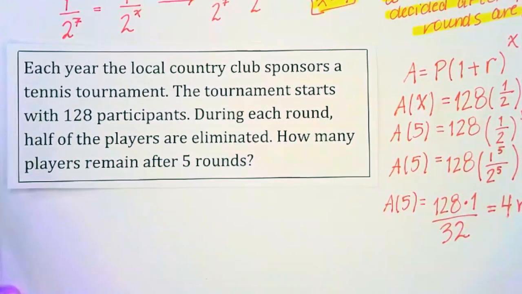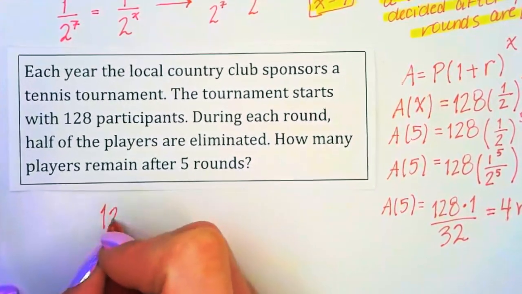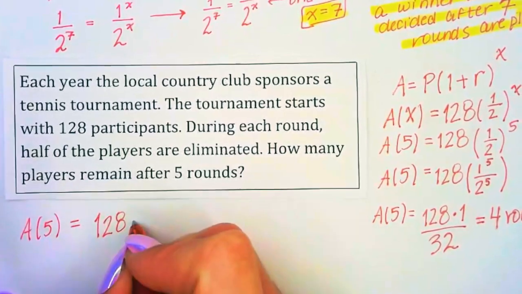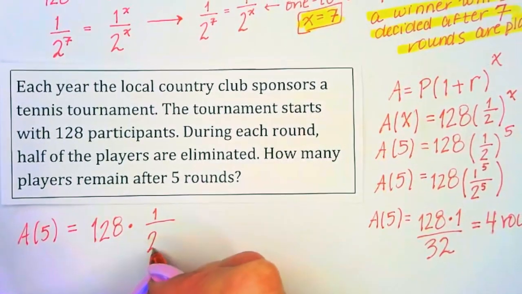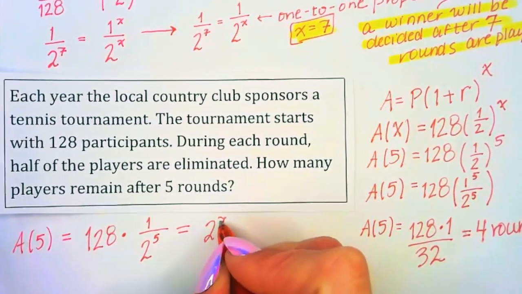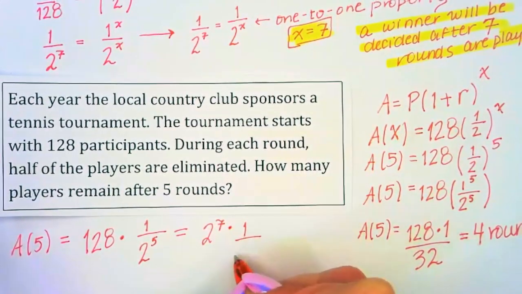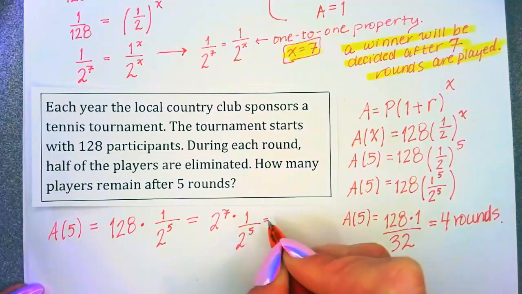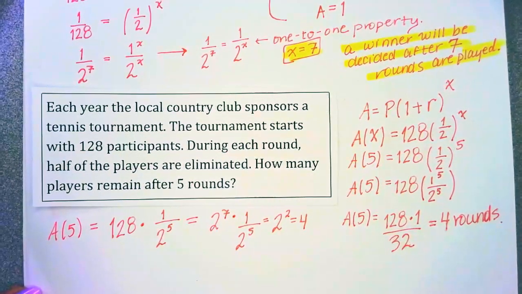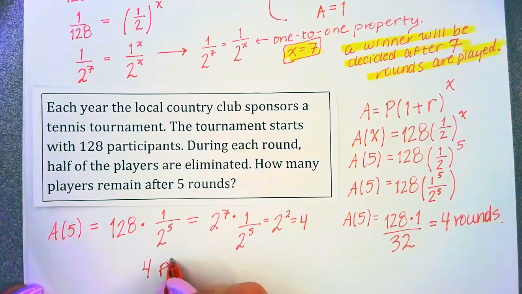However, another way we can do it, sometimes I prefer to think smarter, not harder, and I like to break my numbers down and make them smaller rather than make them bigger. Since I know 128 is 2 to the 7th power, I could still think of this as 2 to the 7th power times 1 over 2 to the 5th power. Properties of exponents has taught me I could subtract my exponents. 7 minus 5 leaves me with 2 to the 2nd power. That means 4 players.